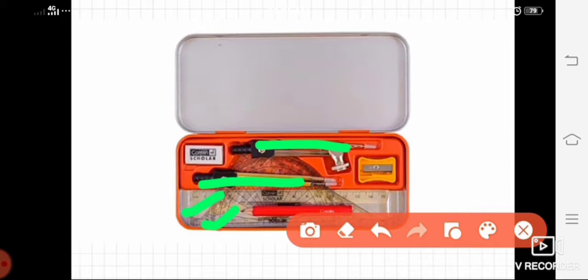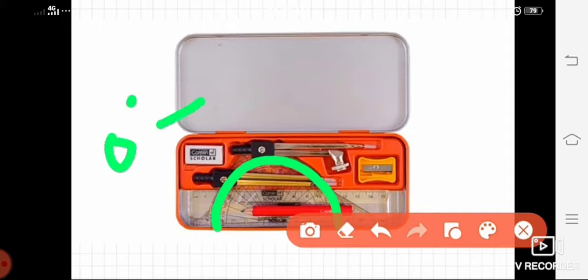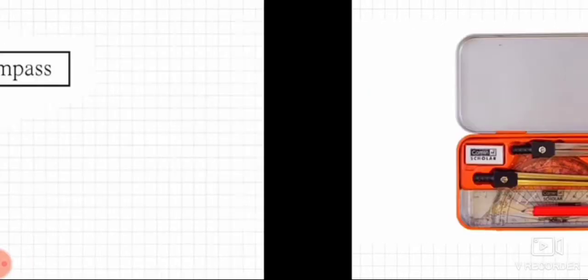Did you all understand what a protractor is? The semicircular instrument in the geometry box is called a protractor, which is used to draw an angle from 0 degree to 180 degree. Between this, any kind of measurement you can take and you can construct an angle of that measurement using a protractor. Now we will study other things in detail. So let's move on further.